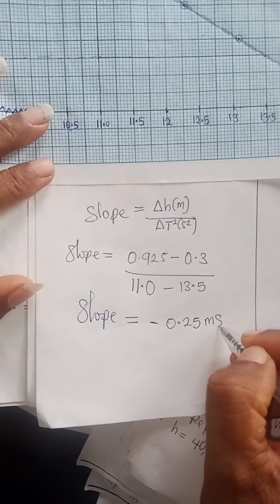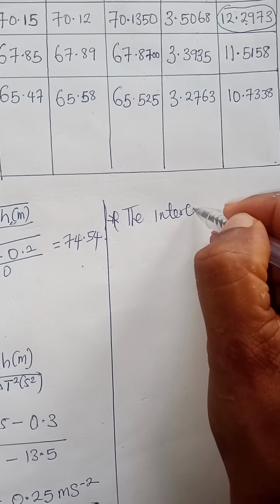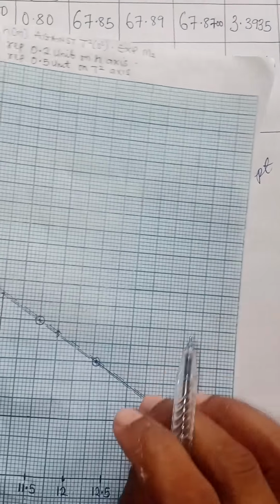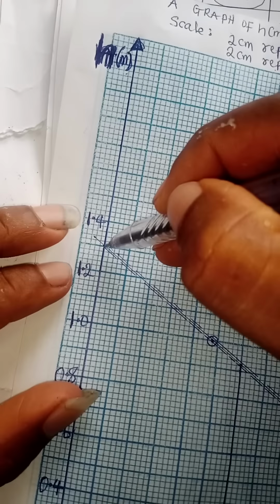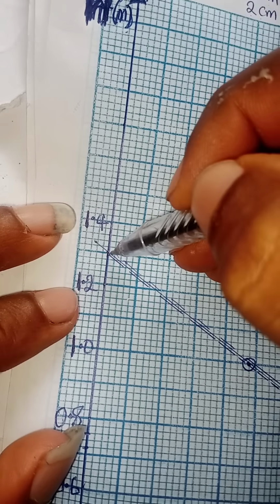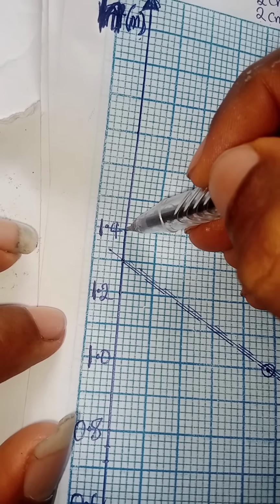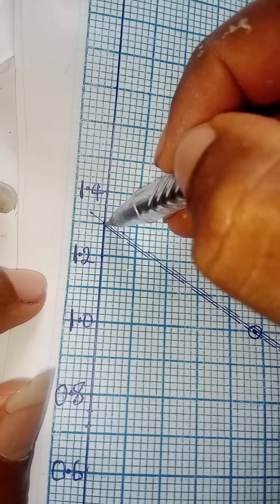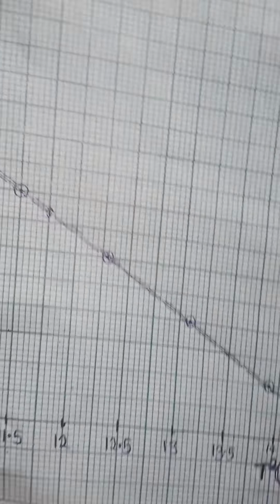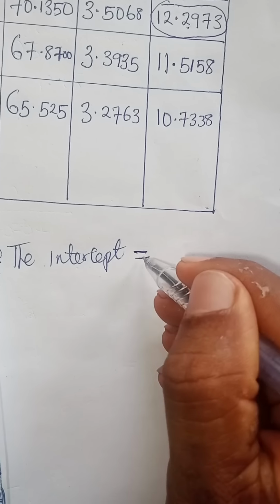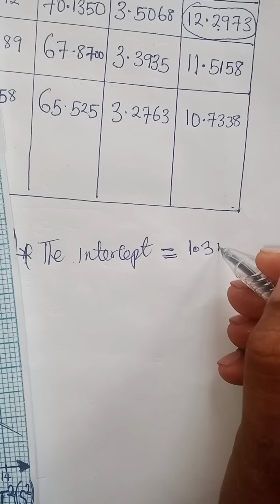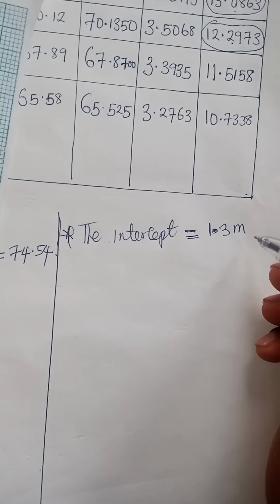That is my slope. Then the next question says we should determine the intercept. Now look at the intercept. Look at this graph. If you look at this point, this is 1.2, 1.3, and this is 1.4. So the intercept is here, which is exactly 1.3. So I will come and write my intercept is equal to 1.3 meter. That is my intercept. You have to put the unit of the intercept also.